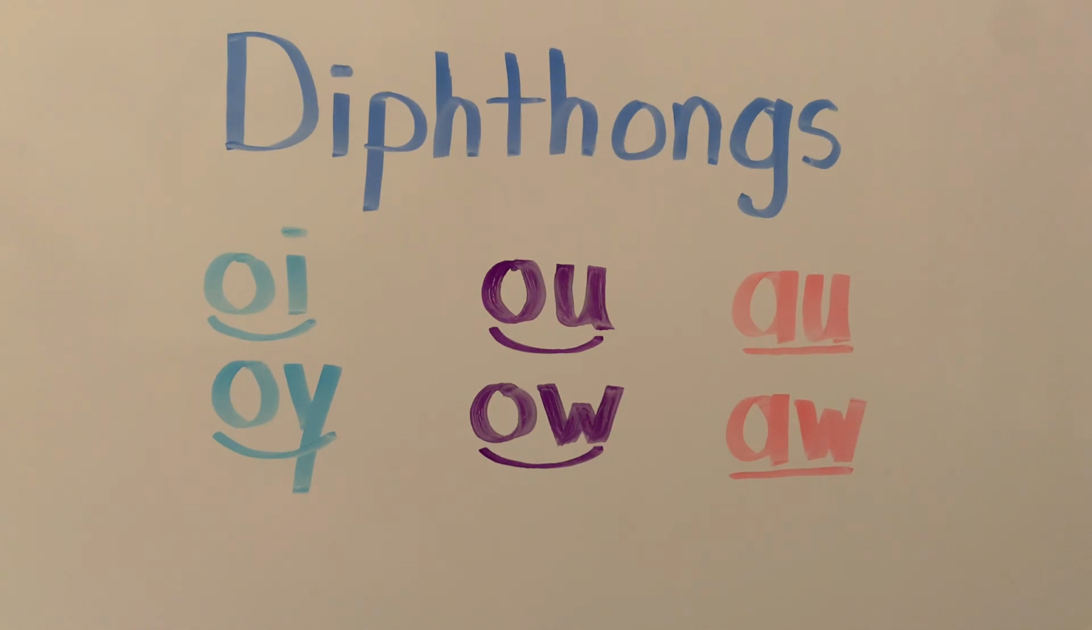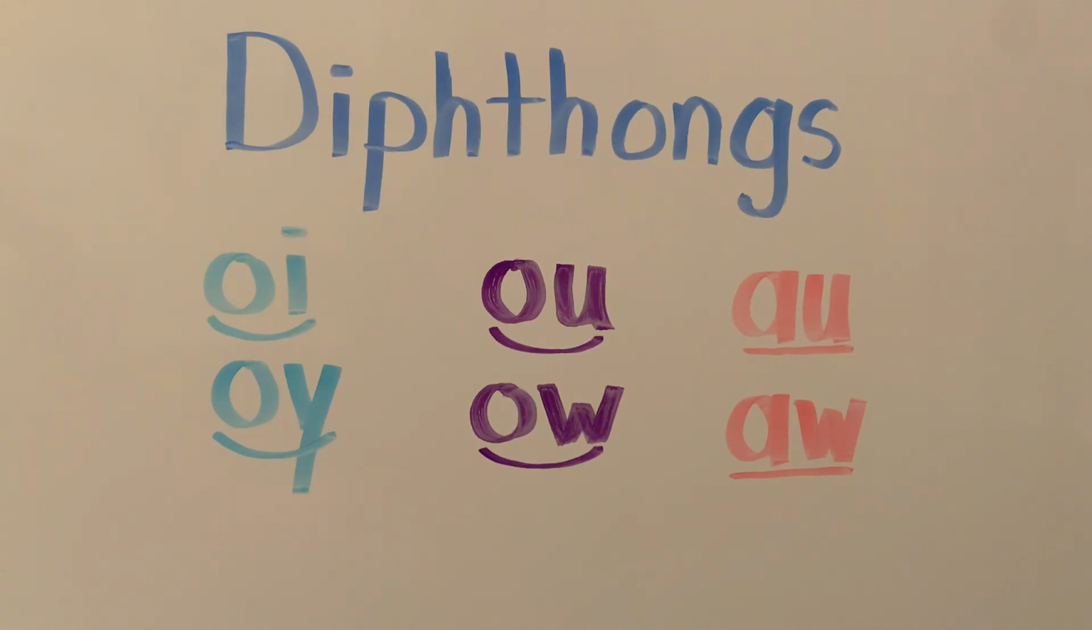So we have a couple different sets of diphthongs. We have OI and OY. We call those sound twins a lot of times because they make the same exact sound, even though they're two different patterns. They make the oi sound. Now, oi, I don't hear an O sound. I don't hear an I sound. I don't hear a Y sound. They make a completely new sound, oi. So it's a diphthong. Now, when it's a diphthong, it gets a smiley underneath it, just like a combination gets a smiley underneath it.